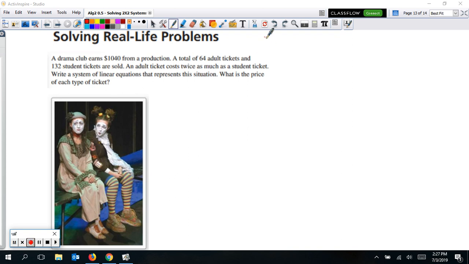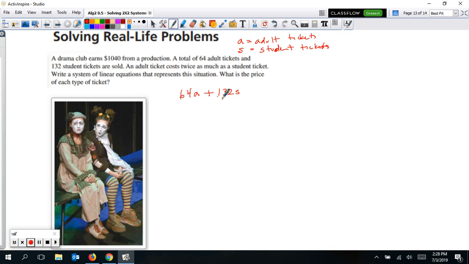That's definitely the hardest part about this whole thing, just trying to get those two equations and figure that out. So we can use A for the adult tickets, and S is going to be our student tickets. So our equations are going to be 64 A's, 64 adult tickets, plus 132 S's, 132 student tickets.